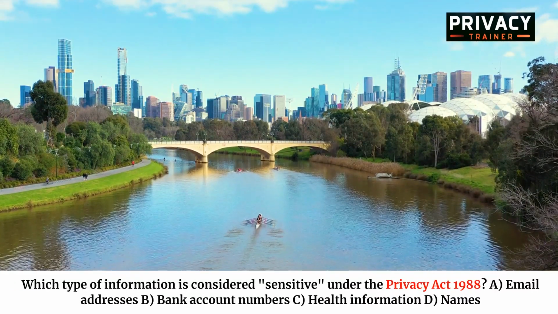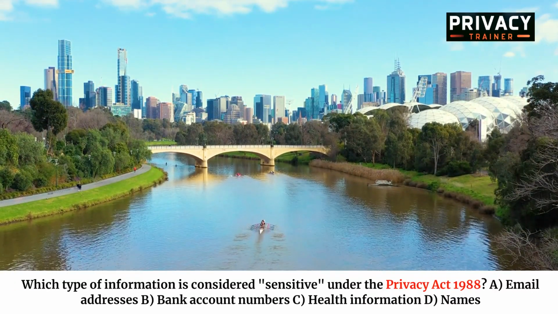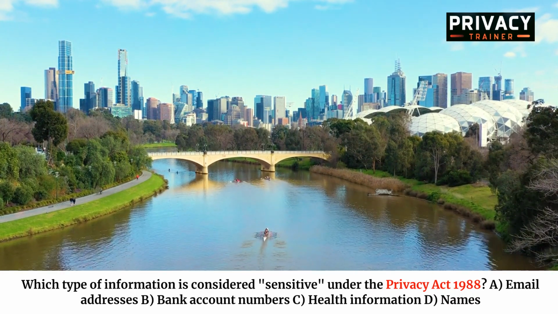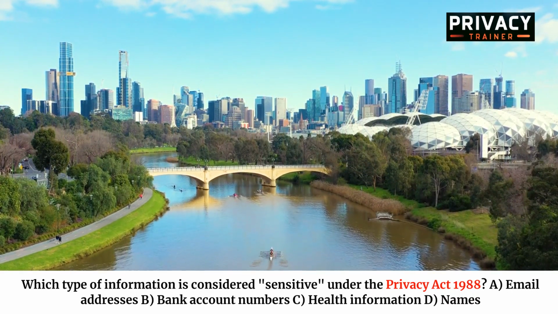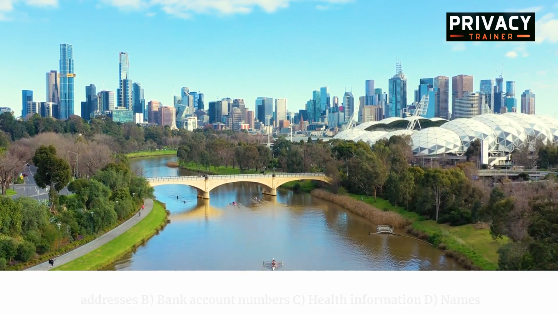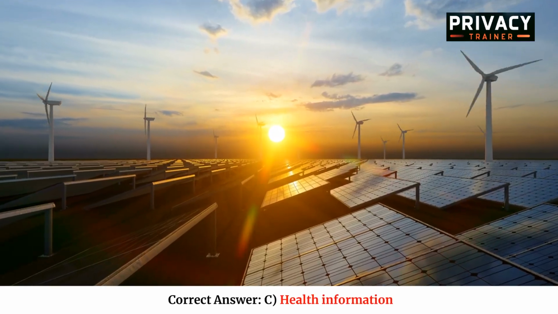Which type of information is considered sensitive under the Privacy Act 1988? A. Email addresses. B. Bank account numbers. C. Health information. D. Names. Correct answer, C. Health information.